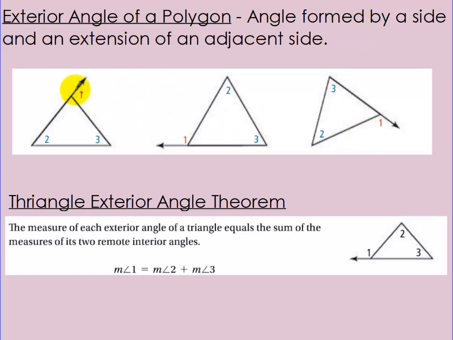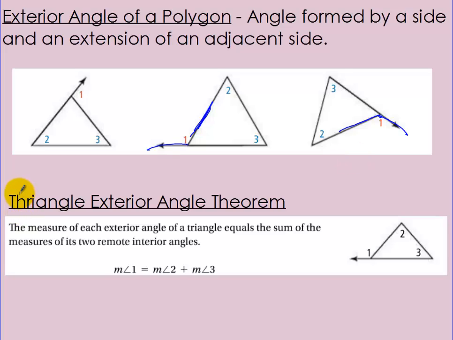So here's 3 examples of this, and angle 1 in all 3 cases is the exterior angle. So the side for this one is, this is a side of a polygon, and this is that extension of another side. Same over here. You have a side of a polygon and we have an extension. Have a side of a polygon and extension.